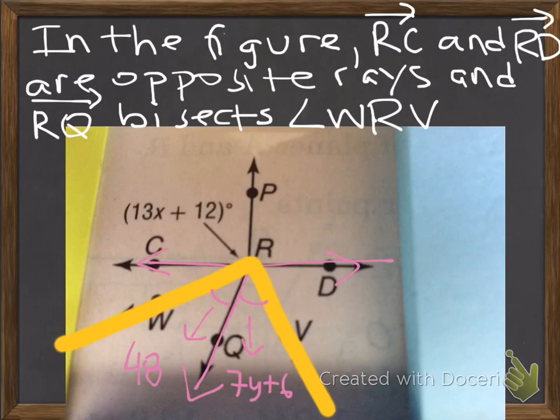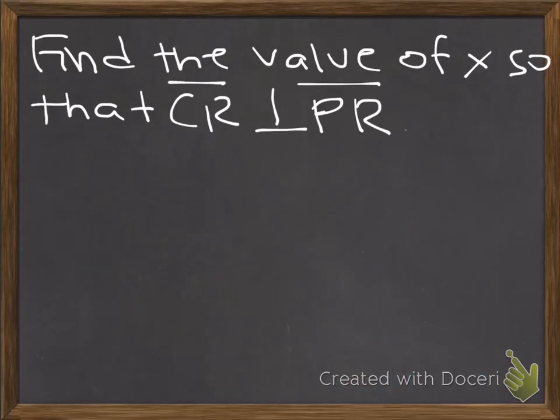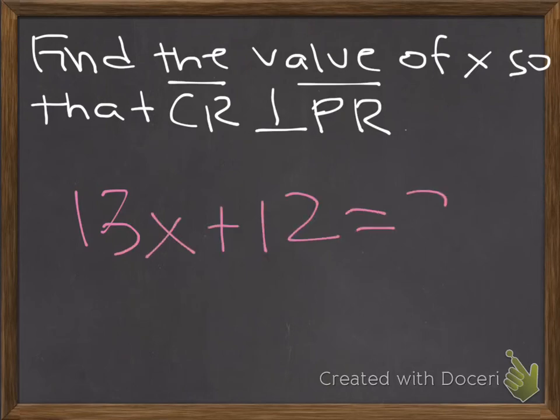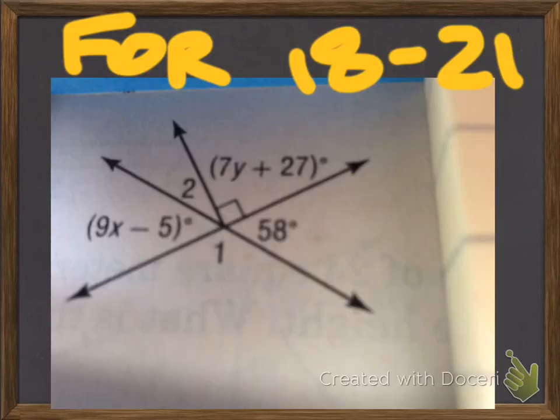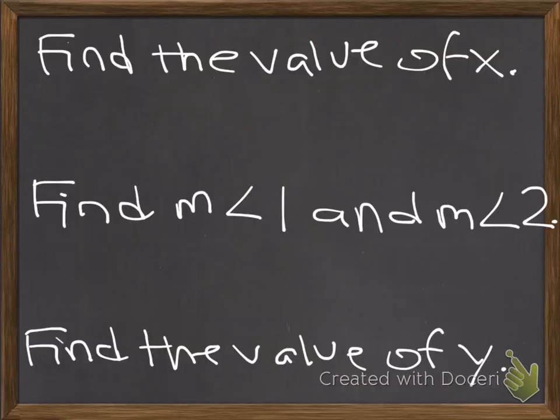That one is what I was talking about to begin with. So 13 plus x plus 12, that makes that equal to 90, since these are perpendicular. So that's how we can solve for x for that one. So we get 78 equals 13x, and that's going to give us also 6, I believe. Yeah, so x would be 6. And then this one is going to be used for the next 4 problems. So I'm going to keep going back and forth.